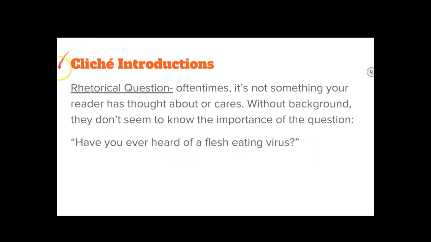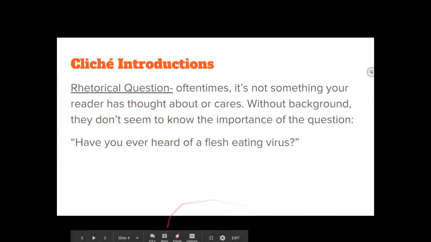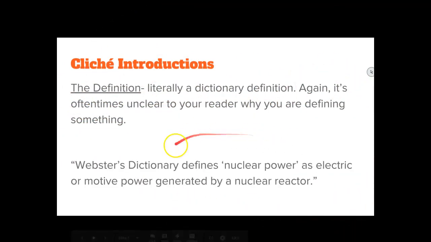They are cliche, overused, and lose their effectiveness. You oftentimes ask questions that your reader doesn't care about or doesn't care to think about. And even if it is a good question, without the relevance or the importance of the rest of the paper, without context, they don't make sense. So you don't start the paper with a rhetorical question. Boo! No rhetorical questions.